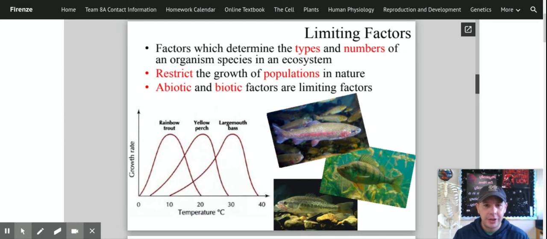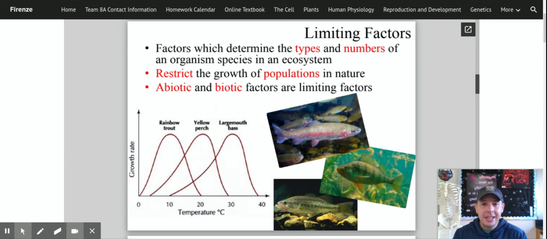So, for instance, we have a graph here. We've got three types of fish: a rainbow trout, a yellow perch, and a largemouth bass. They're all living in the same aquatic ecosystem. However, when we say grow, we mean the growth rate of their population, not how big they get, but how many there are.